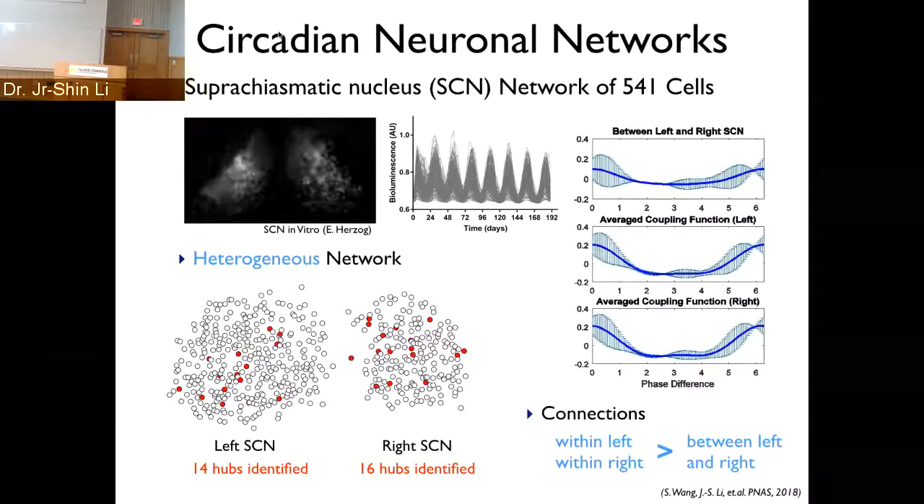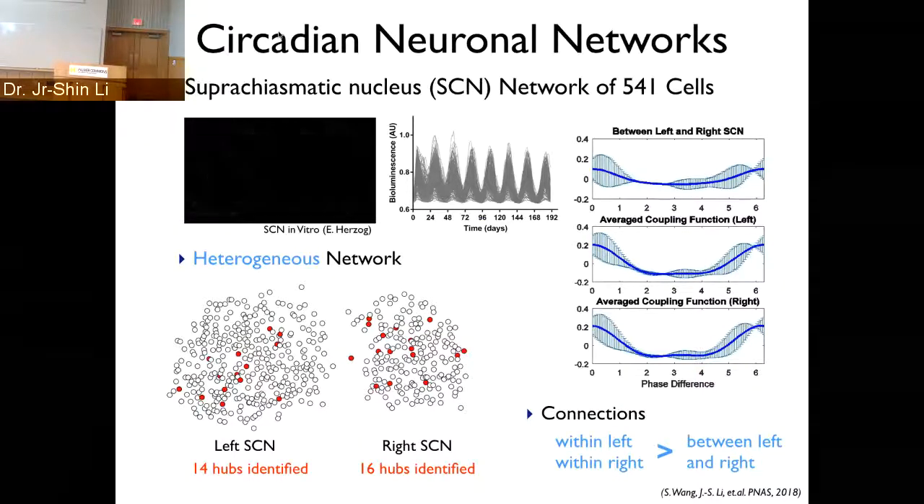So we took the data, we recovered the network topology, and then we observed that within the left-hand brain or right-hand side brain, the connectivity is greater than between. And we also identified 14 hubs on the left-hand side and 16 on the right-hand side. Of course, nobody knows whether these are correct answers, right? They actually didn't know where the hubs were located, right?